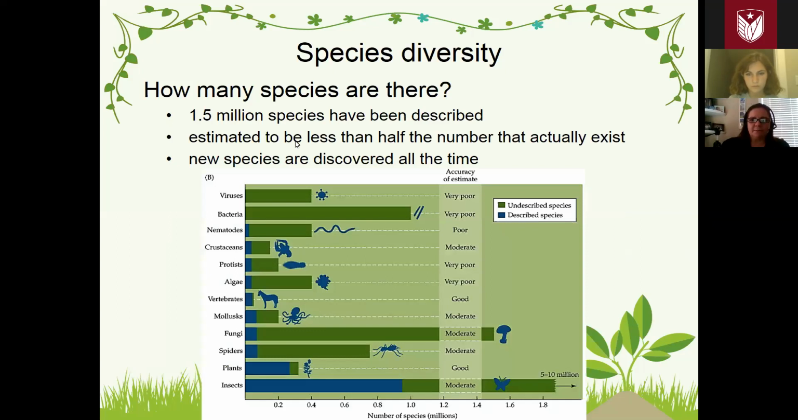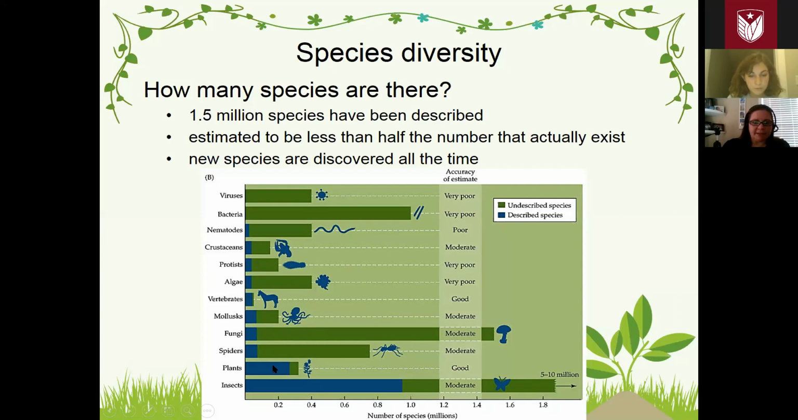This diagram just shows across the bottom here, we have the number of species in millions, and then groups of different organisms on this axis here. And basically it's showing us, for example, with the algae, the green means undescribed species, the blue means described species. So scientists estimate that there are somewhere in the 400,000 species of algae, most of which have not yet been described.